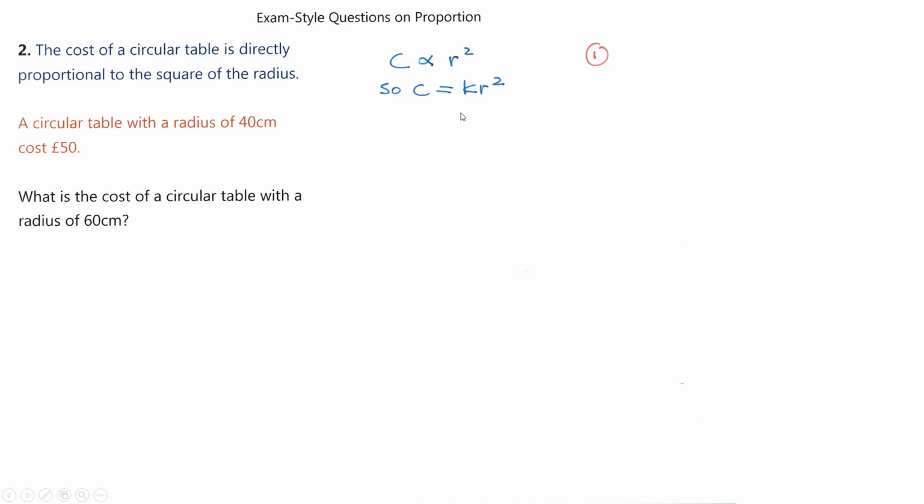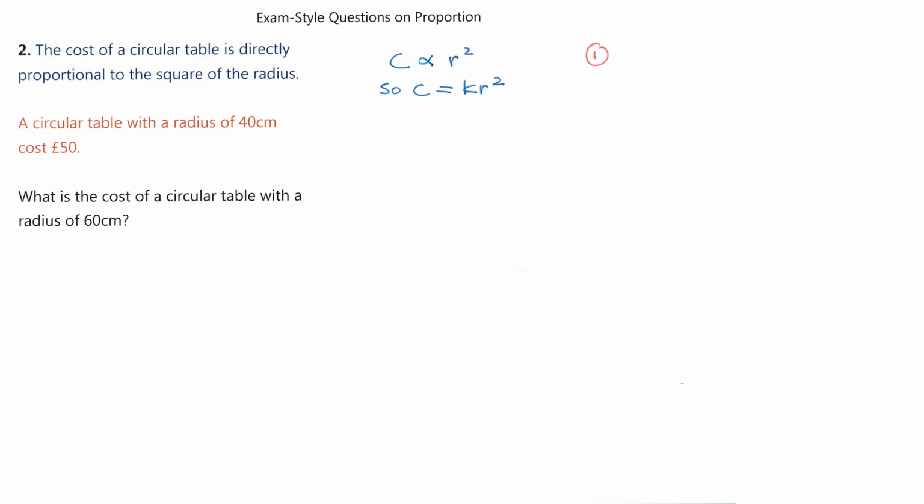If you think about it, it kind of makes sense. Why? Well, because the cost of a table would depend on the amount of wood. And what's going to affect the amount of wood? Well, the area of the table, because the table will get bigger, it won't get thicker, the thickness will stay the same. And it's just the area of the circular table that will tell you the amount of wood, and area is pi r squared.